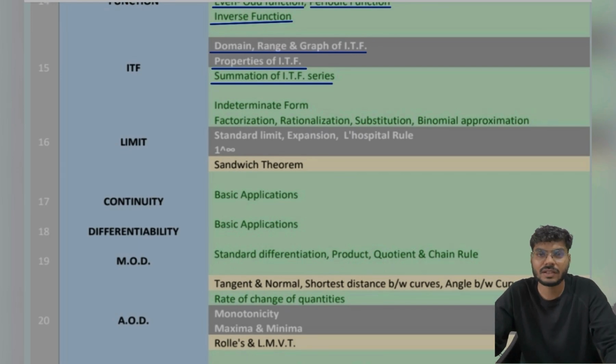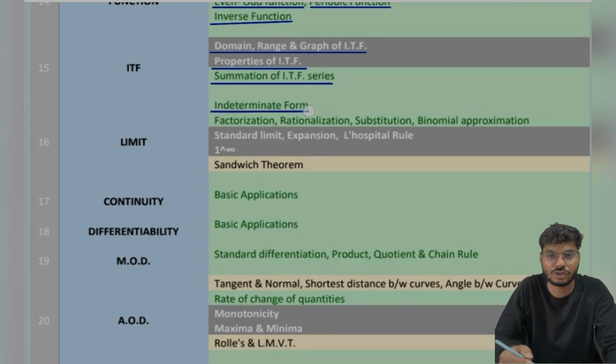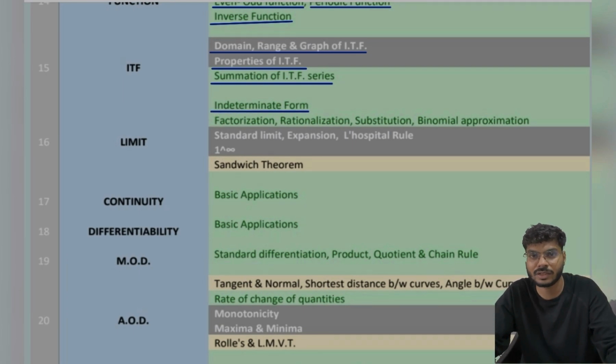Then the next will be nothing but the limit. In the limit, what can they ask? Of course, you have to remember what are the indeterminate forms. 0 by 0, infinity upon infinity, infinity minus infinity, 0 into infinity, then exponential forms, 1 to the power infinity, 0 to the power 0, infinity to the power 0, right?